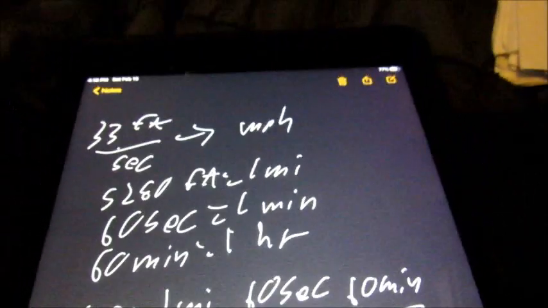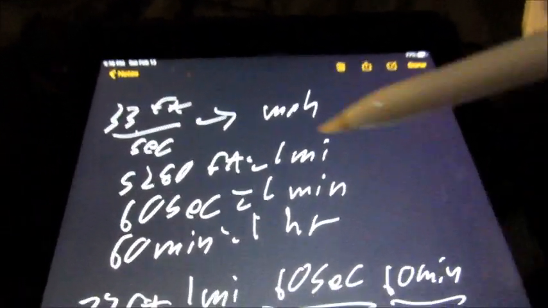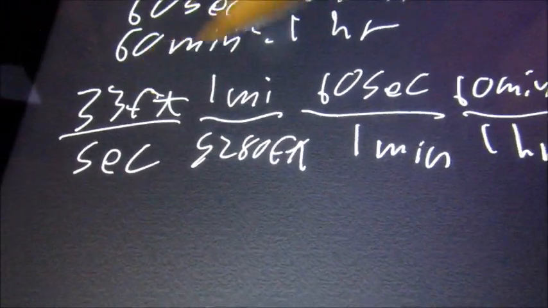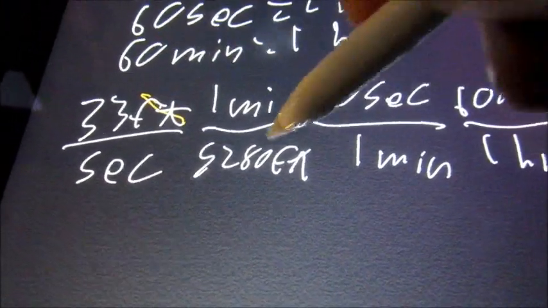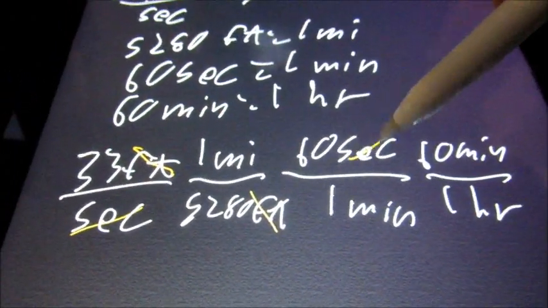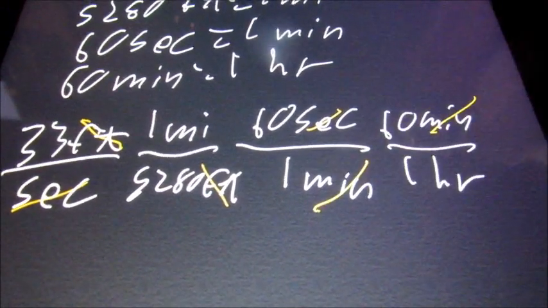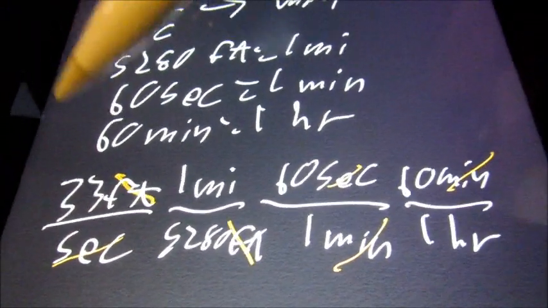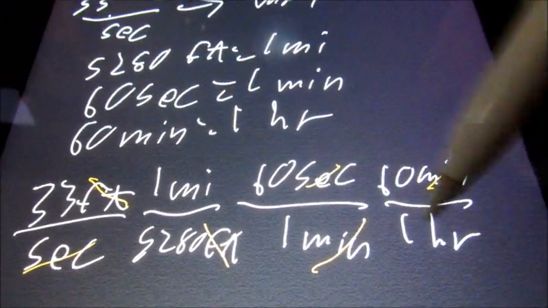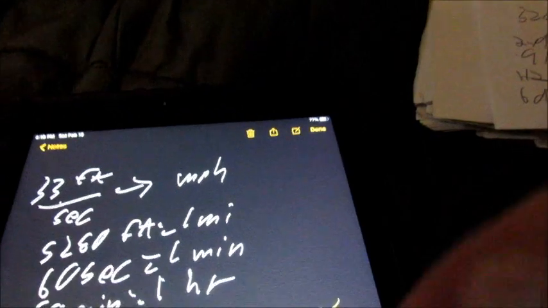Now let's go through and cancel what we can to see if we have everything set up right. We have feet on top and feet on bottom, so those will cancel. We have second on bottom, second on top, so those will cancel. We have minute on top, minute on bottom, so those cancel. So now just looking at our units, we have miles on top, hours on bottom, and that means miles per hour. So that means we have it all set up right.